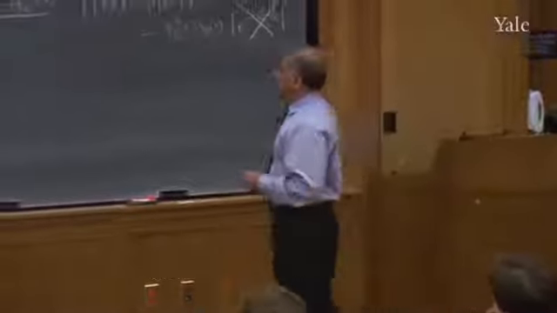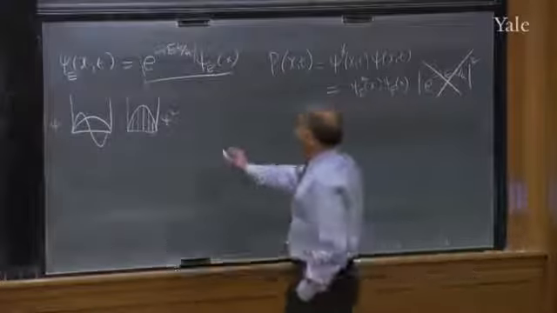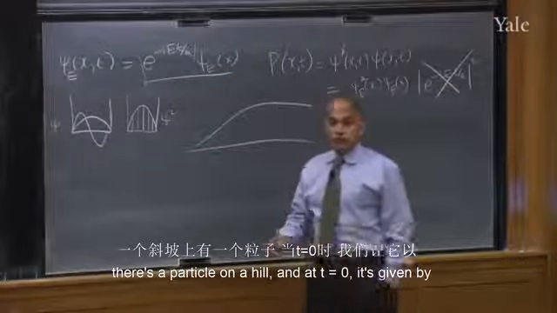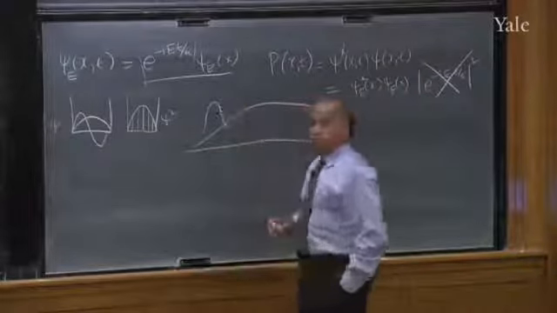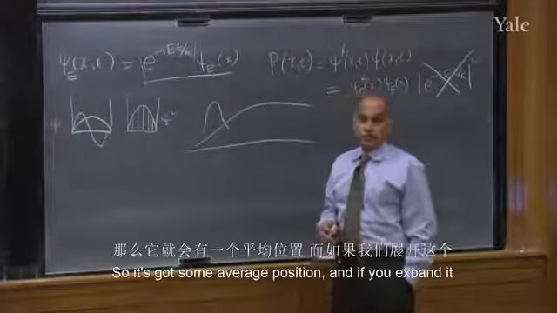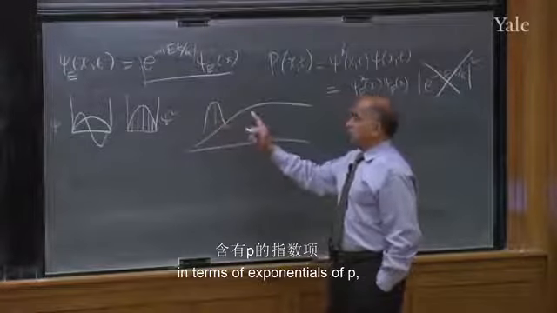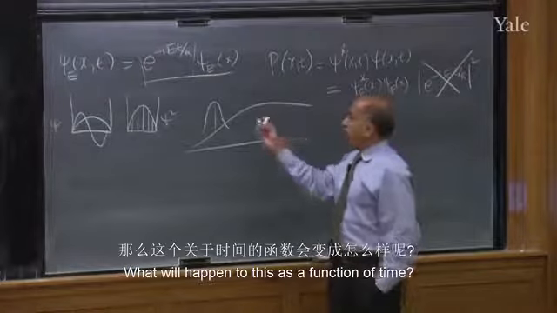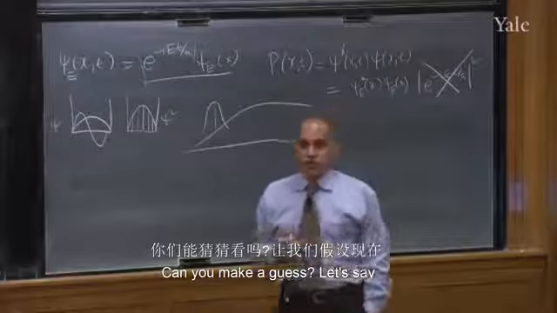Okay, now you should also realize that that's not a typical situation. Suppose you have, in 1 dimension, a particle on a hill. And at t equal to 0, it's given by some wave function that looks like this. So it's got some average position, and if you expand it in terms of exponentials of p, it's got some range of momenta in it. What will happen to this as a function of time? Can you make a guess?